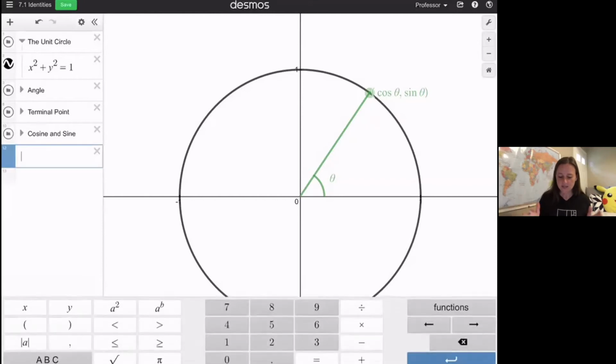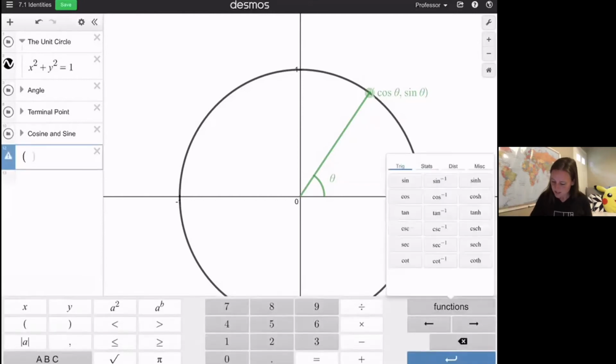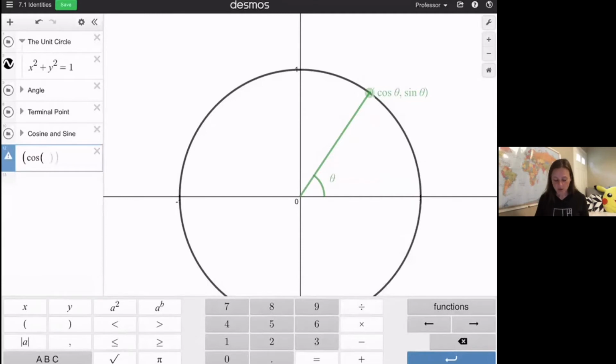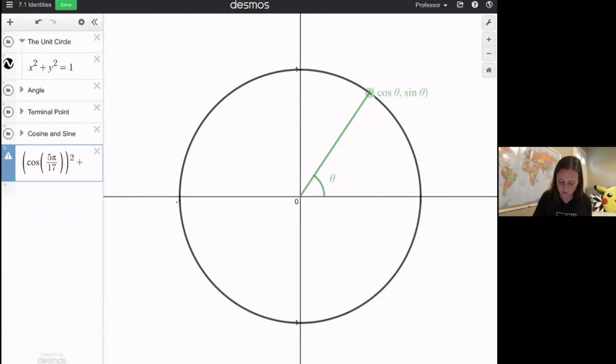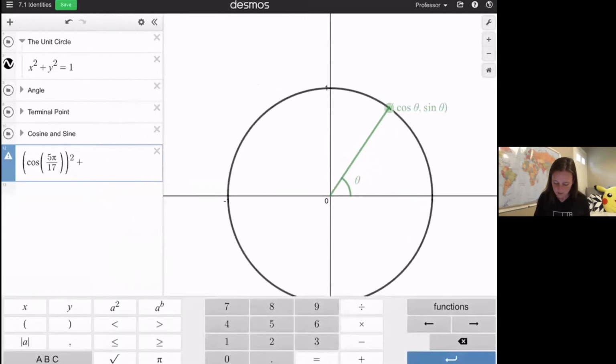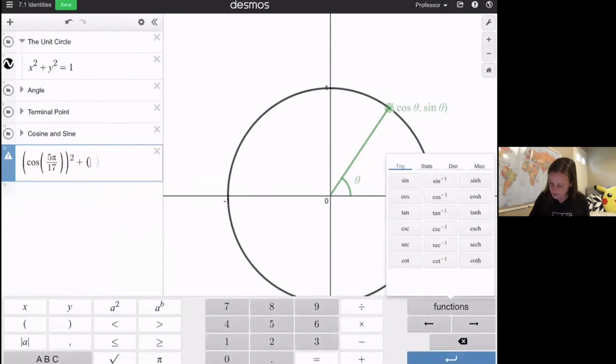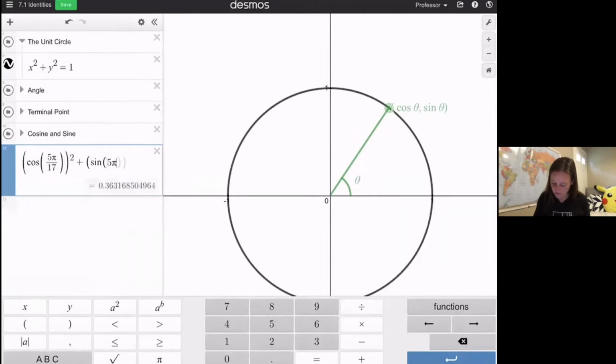So we could ask Desmos, I could type in cosine of any angle you wanted. So I'm going to make up some kind of funky 5 pi divided by 17. All right. And I'm going to take that cosine and square it. And to that, I'm going to add the sine squared of that angle. So let's scoot my window over so you can see what I'm doing here. All right, so let's do the same thing for sine. So I'm going to take sine of 5 pi over 17. Same thing. And we're going to square that. And it tells me 1, right?